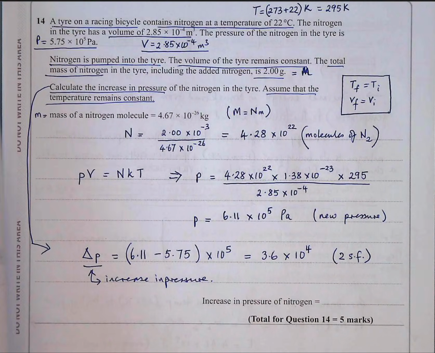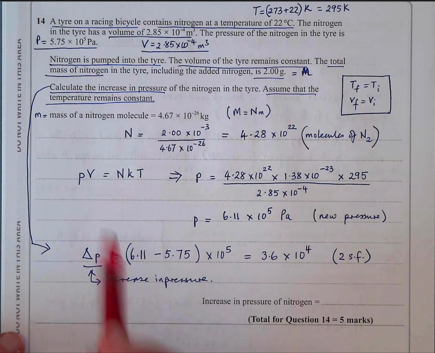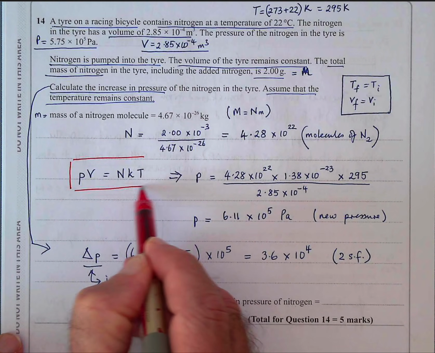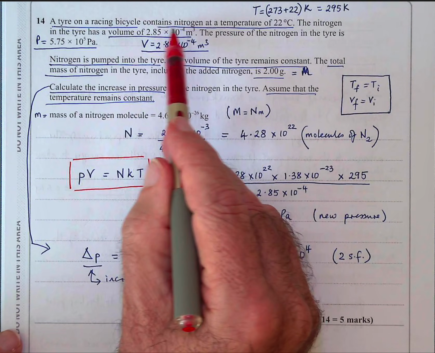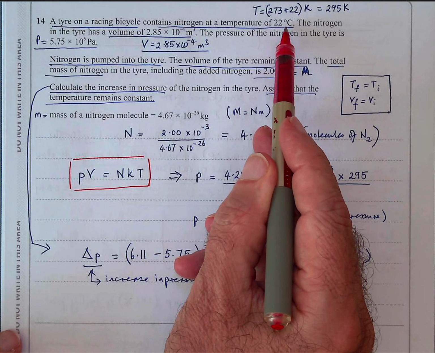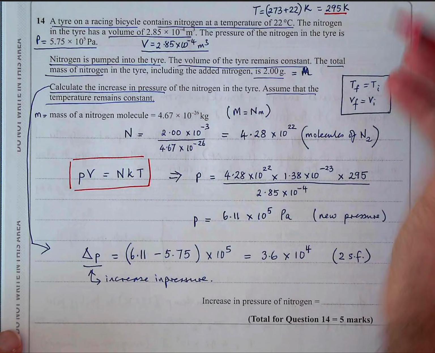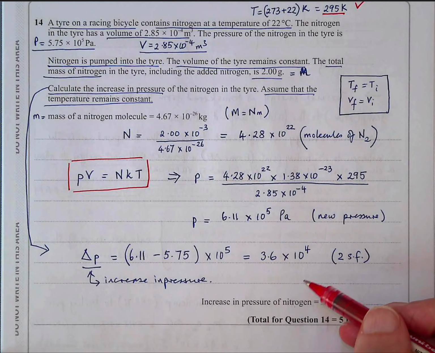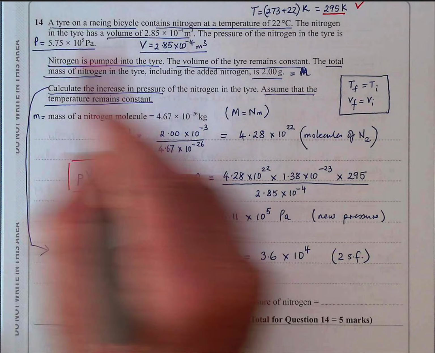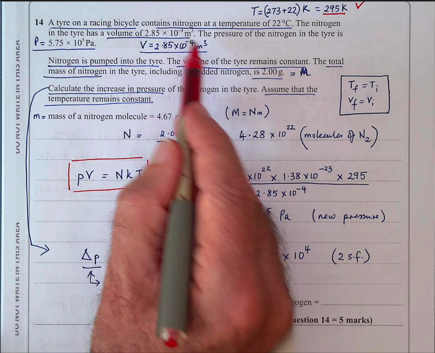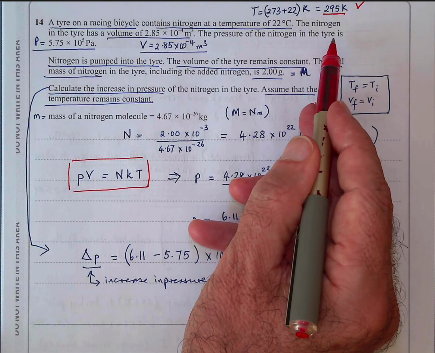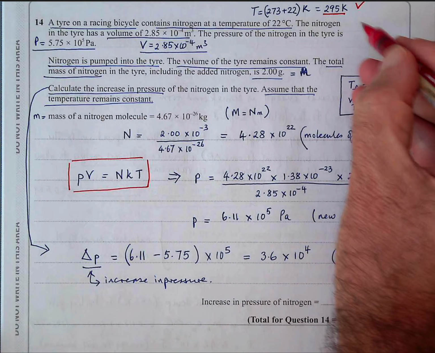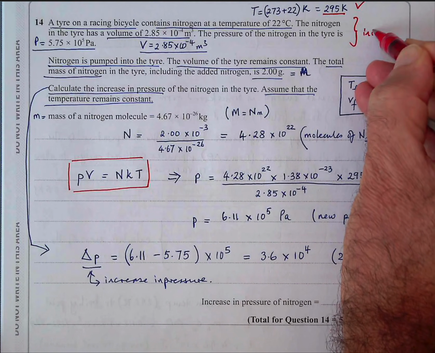Okay. That's question 13. Question 14 is about gas laws. So we're going to go to this equation, PV equals NkT. This is in your equation sheet. A tire on a racing bicycle contains nitrogen at a temperature of 22 degrees centigrade. Remember, you've got to change it to Kelvin. Just changing it to Kelvin gets you 1 mark, I think. The nitrogen in the tire has a volume of 2.85 times 10 to the minus 4 meters cubed. The pressure of the nitrogen in the tire is so much. So this is all initial values.